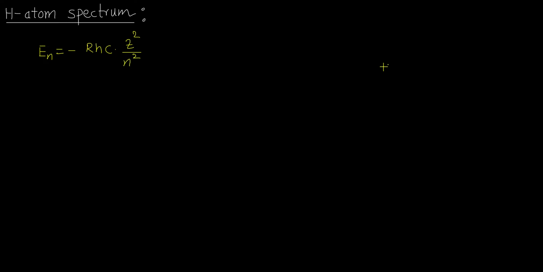So suppose this is our hydrogen-like species and around it we have an orbit, and we suppose we have one more orbit here. So suppose this is orbit n1 and this is orbit n2, and let's say the energies of the orbits are E1 and E2 respectively.